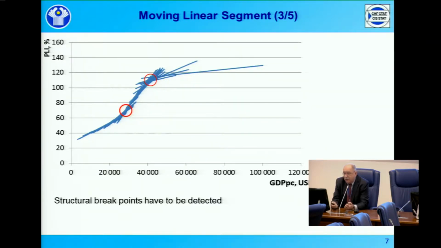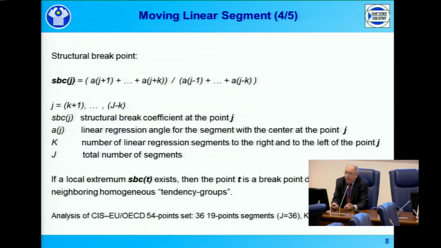Dividing the total set into 3 groups, within each of whom there is a specific tendency of changing of resulting indicators depending on GDP per capita changes.